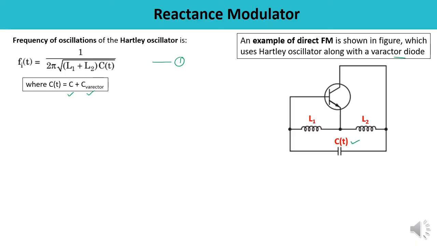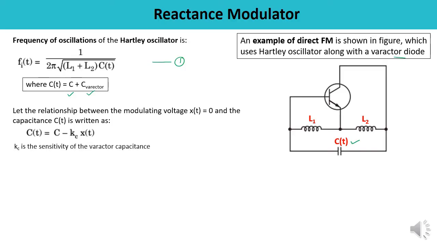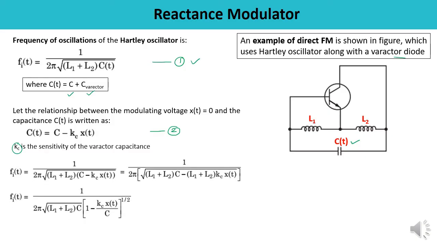Now let us write a relationship between the modulating voltage x of t and the capacitance CT. This relationship can be written as CT equals C minus Kc times x of t. Here the term Kc is the sensitivity of the varactor capacitance, and you must remember C is the total capacitance when the modulating signal is x of t. Now we can substitute this value of CT from equation 2 into equation 1 and try to simplify it.